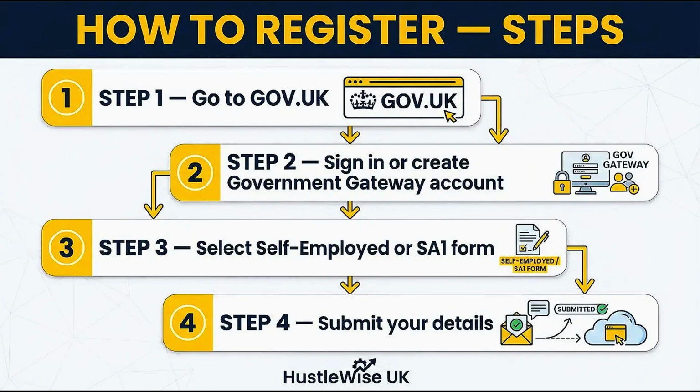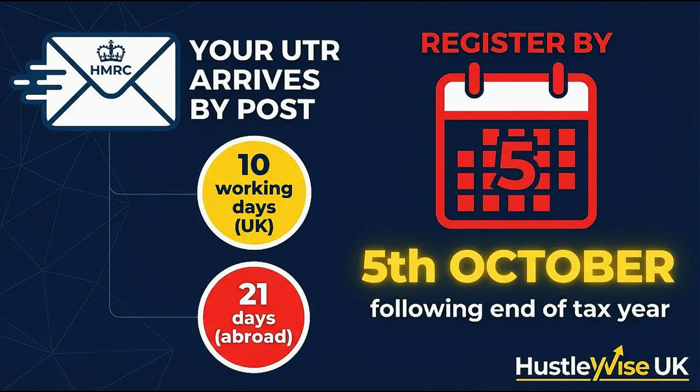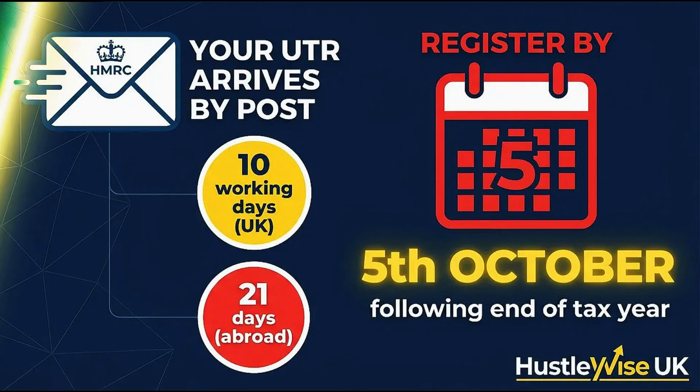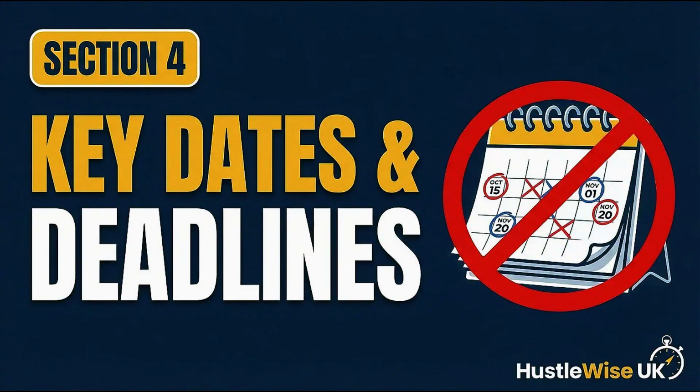There are 3 key dates you must know for self-assessment. Date 1, 5th October. This is the deadline to register for self-assessment if you are filing for the first time. You must register by 5th October following the end of the tax year. Date 2, 31st January. This is the deadline to submit your online tax return. It is also the deadline to pay any tax you owe. Both the filing and the payment are due on the same day, the 31st of January, by 11:59 p.m.